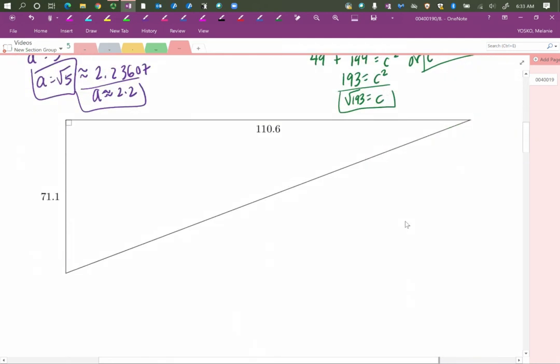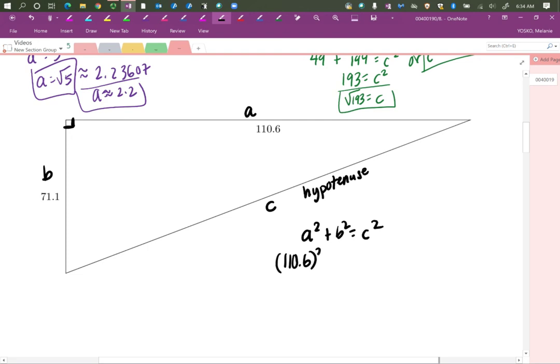Let's do another triangle. Okay, so this time again I have left off the hypotenuse. So this must be c every time. The other two letters, it doesn't really matter which one I write for a or which one I write for b, but this little right angle right here points to my hypotenuse. Okay, so just for fun, I'm going to label this one a and this one b. It doesn't matter, you could have switched them. We know that a squared plus b squared equals c squared, so 110.6 squared plus 71.1 squared equals c squared.